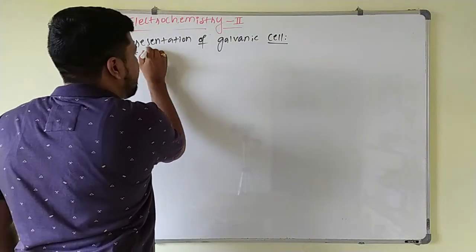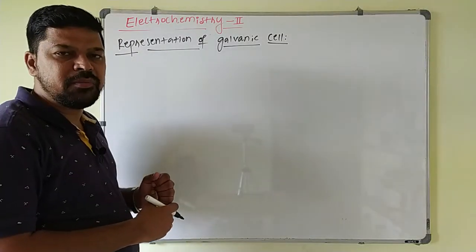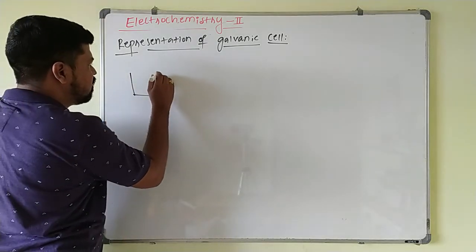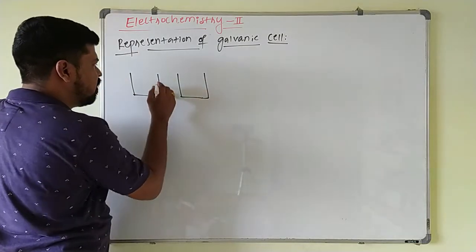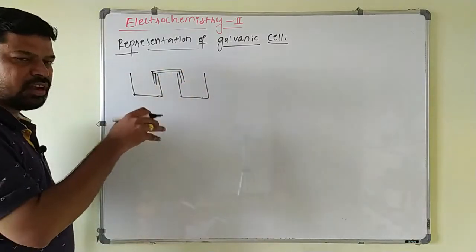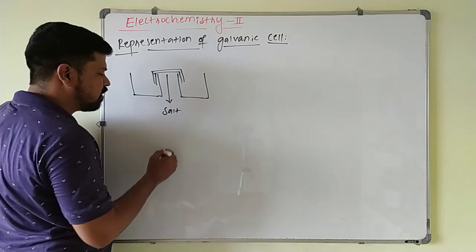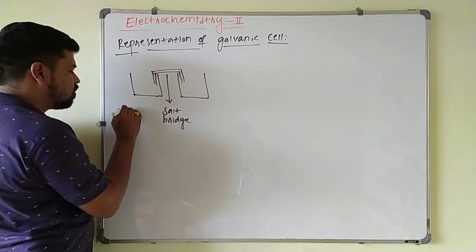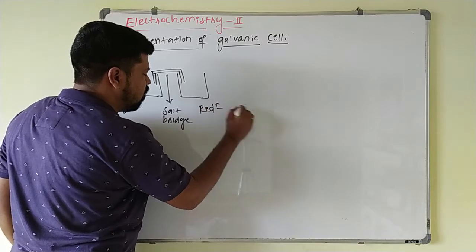Already we know the galvanic cell is made up of three parts: one is the oxidation half cell, the other the reduction half cell, and in between these two you have one salt bridge. If I take this as your oxidation half cell and this as the reduction half cell, between these two you have one salt bridge. These two are internally connected by using this salt bridge. In detail we have already discussed this. This is your salt bridge, this is the oxidation half cell, and this will be your reduction half cell.